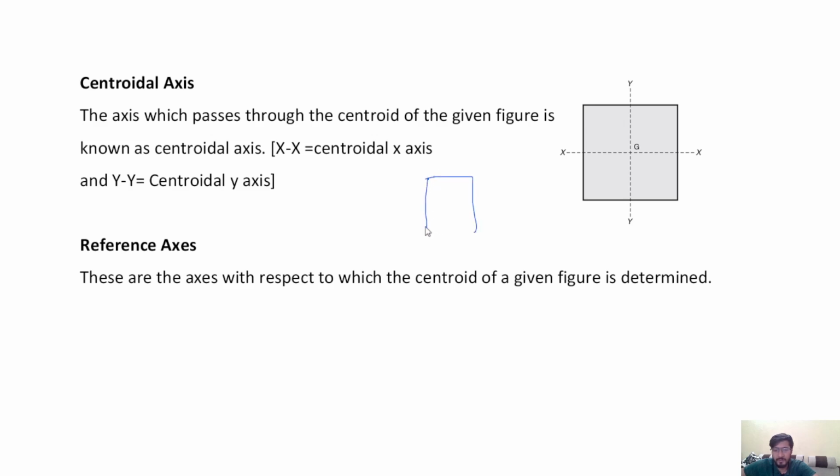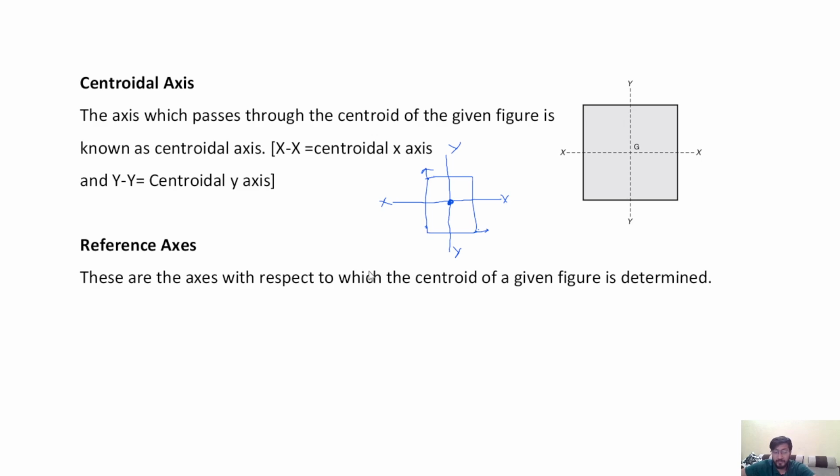We consider this figure and this is the centroid point, and the axis which passes through this centroid and is parallel to the x-axis is called the centroidal x-axis. And the axis which passes through this point and is parallel to the y-axis is called the centroidal y-axis. This is the centroidal axis.